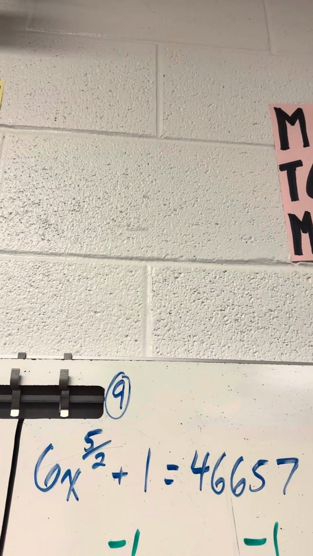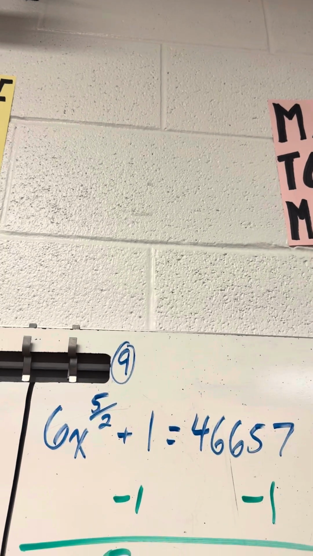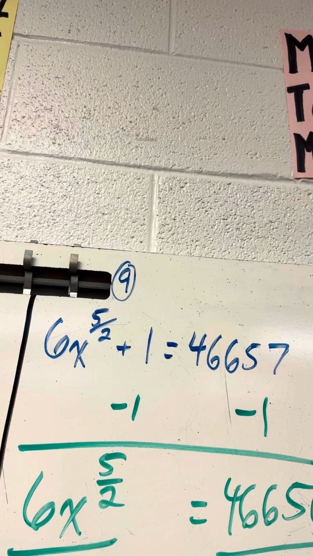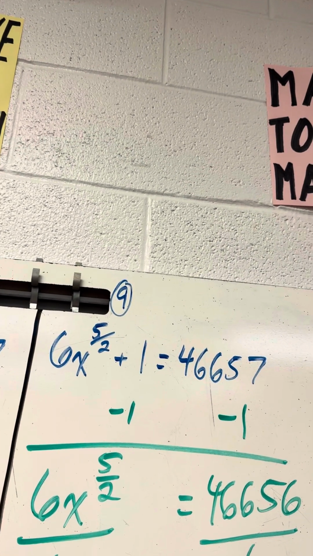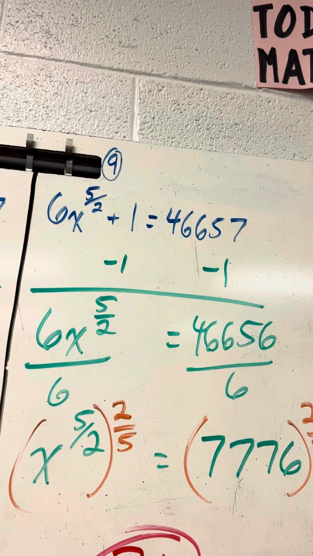6x to the 5/2 power plus 1 equals 46657. Minus 1 from both sides. 6x to the 5/2 equals 46656. Divide by 6. You get 7776.